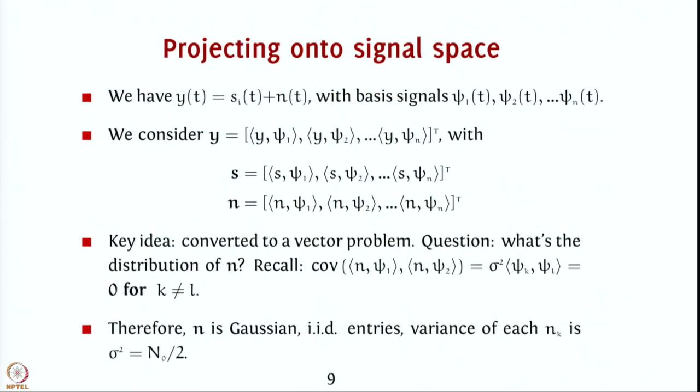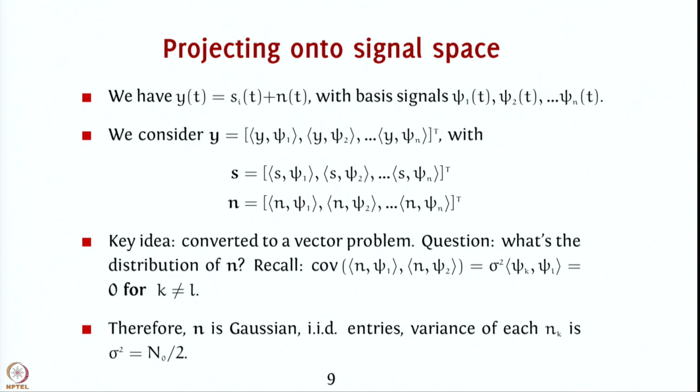Once we have a handle on the orthogonal basis vectors for the signals, the key idea that we are going to see is that the projection of the noise onto these orthogonal basis vectors is a sufficient statistic. In other words, just getting the numbers by integrating the noise with the psi's is enough to determine optimally which symbol was sent, or make the optimal choice. So let's look at projecting the signal and noise onto the signal space.